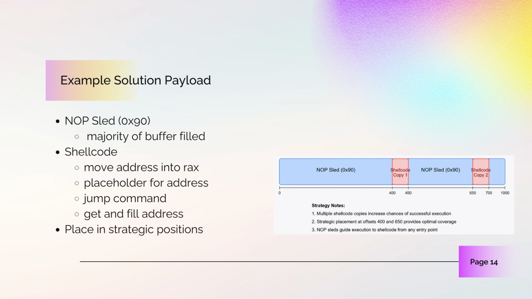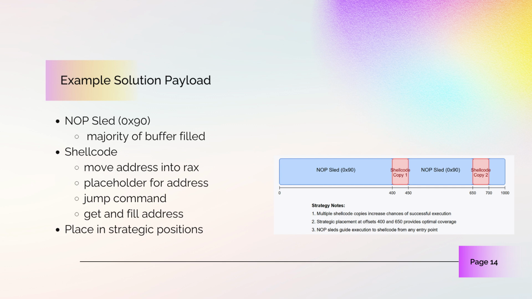The shellcode itself is compact but effective, just 12 bytes in its entirety. It begins with the move ABS instruction to load a 64-bit address into the RAX register. This is followed by 8 bytes that serve as a placeholder, which is dynamically patched at runtime with the actual address of the success function. Finally, a jump RAX instruction transfers control to that address. This approach allows the payload to remain flexible and executable across multiple runs despite address randomization.